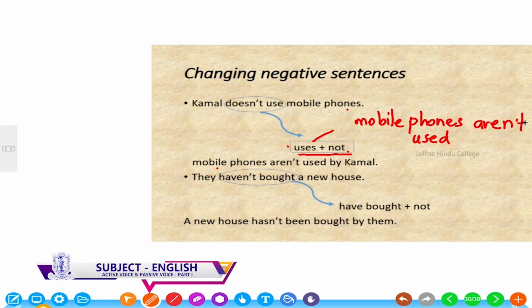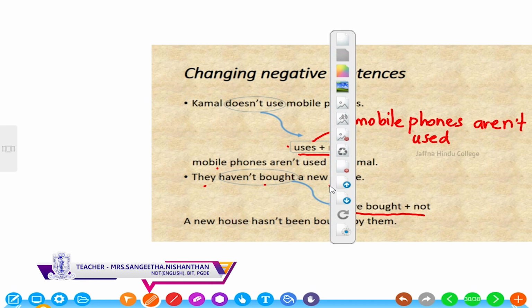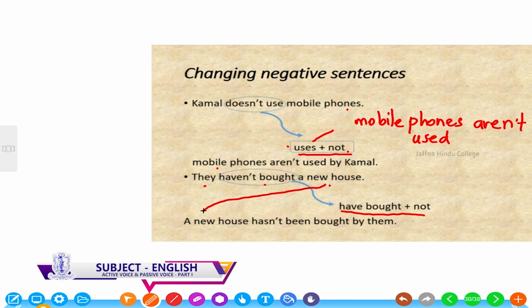They haven't bought a new house. Really, it is this have bought plus not. So, the subject, who? They. What have they done? Haven't bought a new house. What haven't they bought? A new house. So, this is the object. So, the object is brought here, a new house.